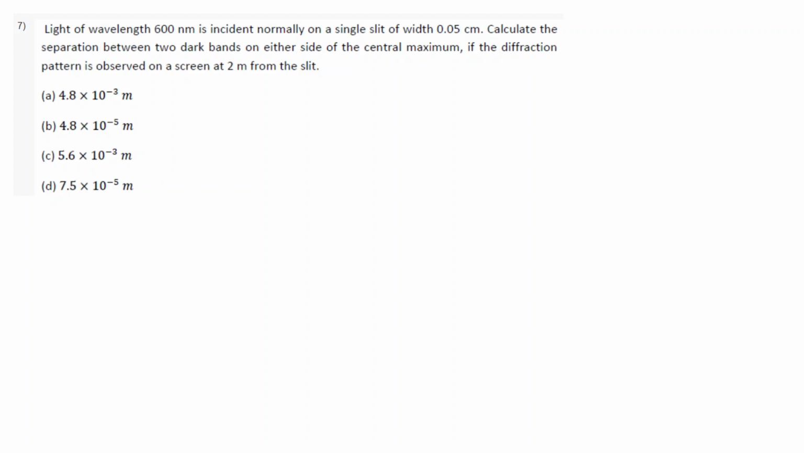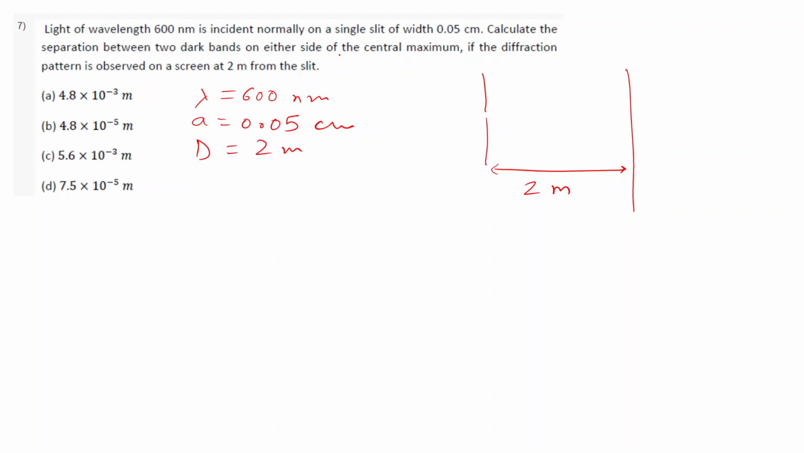Okay, next question, question number 7. We have light of wavelength 600 nanometer, which is incident normally on a single slit of width 0.05 centimeter. Calculate the separation between two dark bands on either side of central maximum if the diffraction pattern is observed on a screen at 2 meters from the slit. This is my slit. The distance between this and the screen is 2 meters, and I have to find out separation between two dark bands on either side of central maximum.